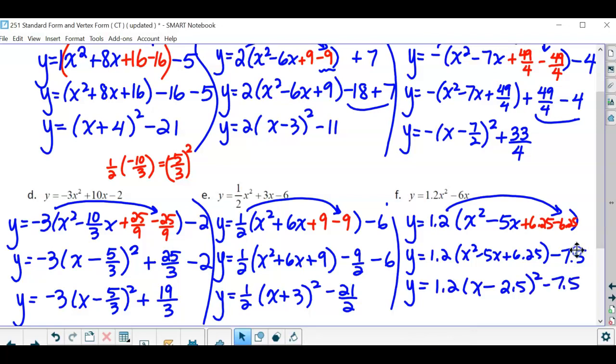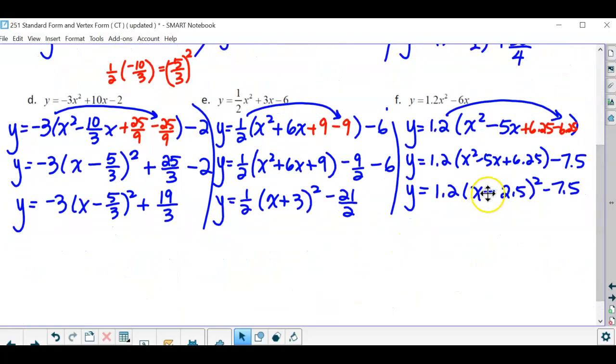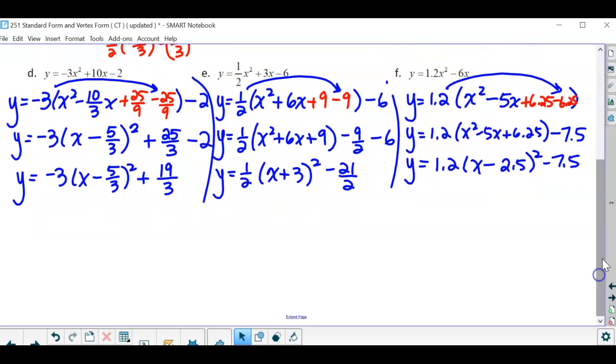And so you can find the vertex of all of these. Remember, opposite sign of the constant is your x in the brackets, and then the constant outside of the brackets is your y at the vertex. And that's it.